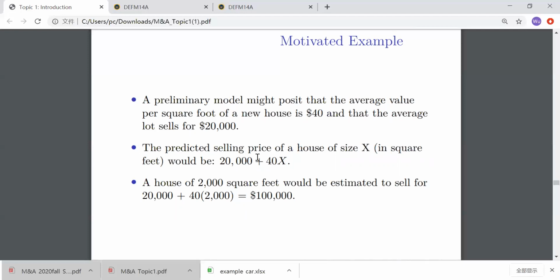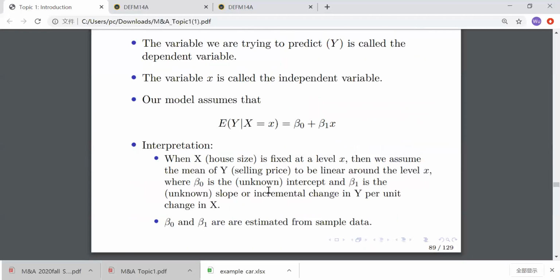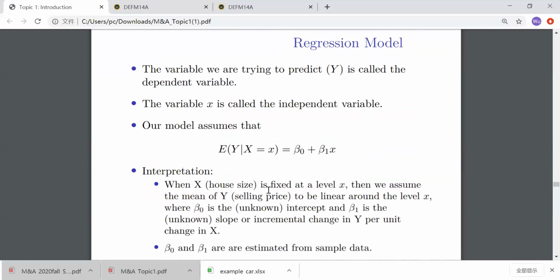Because we cannot find houses of similar sizes to the house we are looking for, with known prices, right? And then if you have a house of 2,000 square feet, we can use this relationship to calculate the predicted price. Right? So this is the idea.